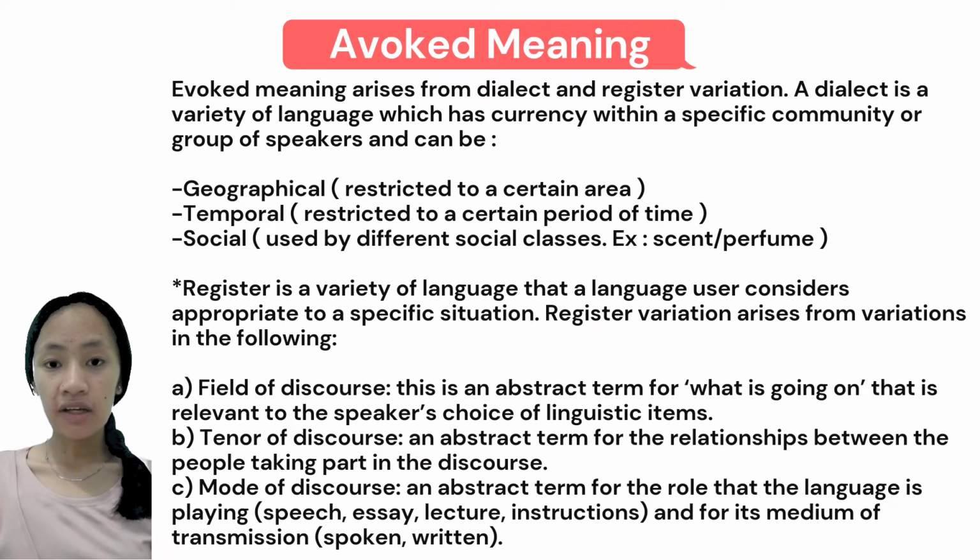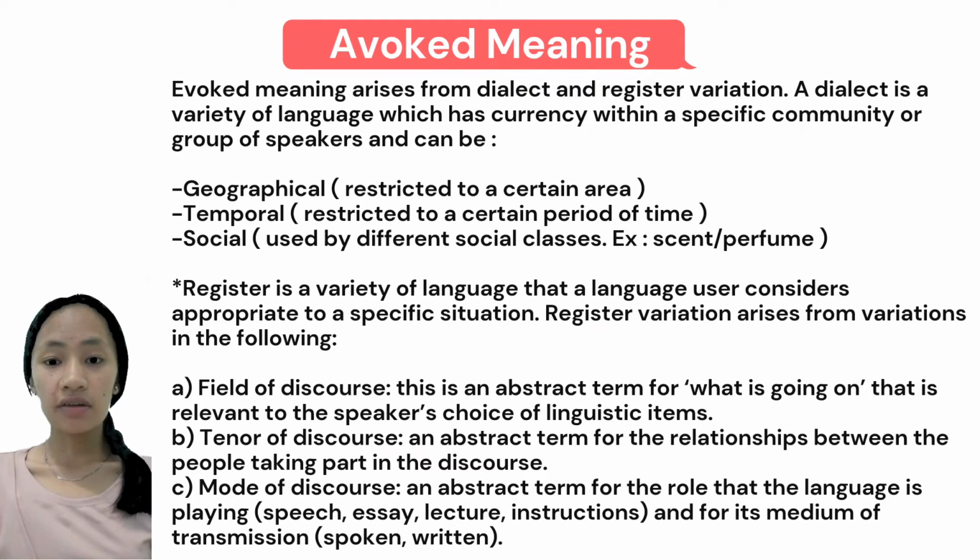Evoked meaning arises from dialect and register variation. A dialect is a variety of language which has currency within a specific community or group of speakers and can be geographical or restricted to a certain area, temporal or restricted to a certain period of time, and social. Social is used by different social classes. Example, scent or perfume. Register. A register is a variety of language that a language user considers appropriate to a specific situation.